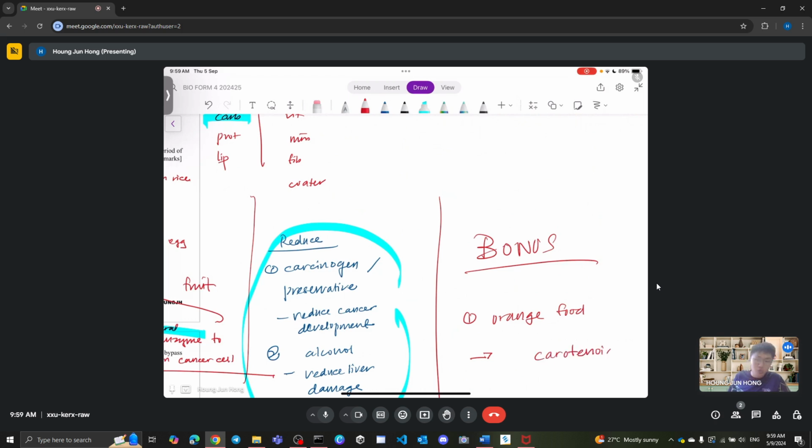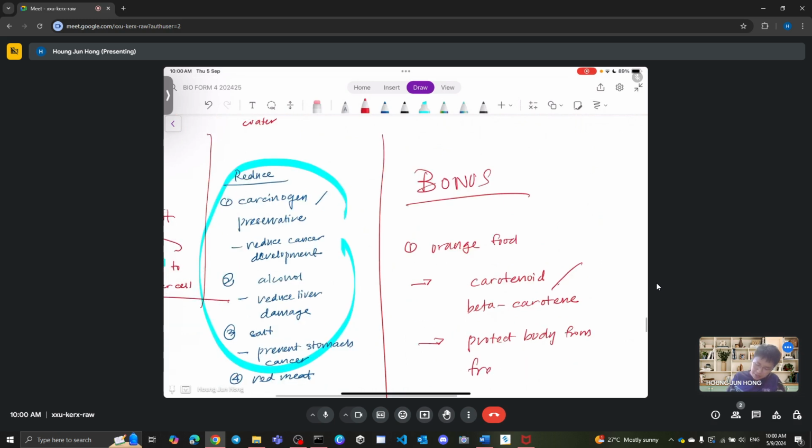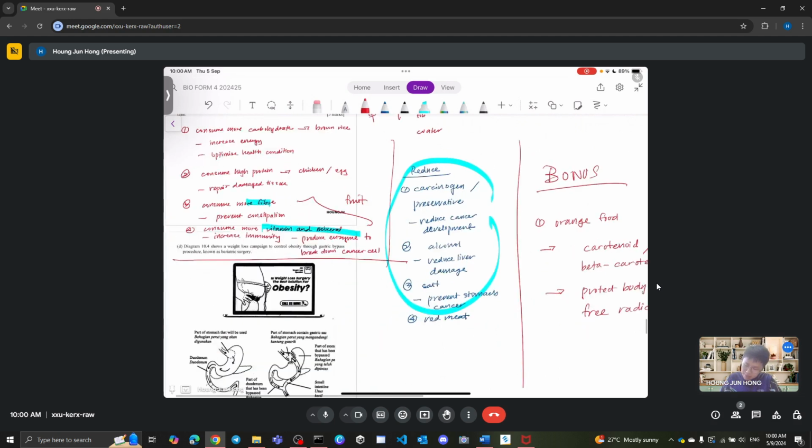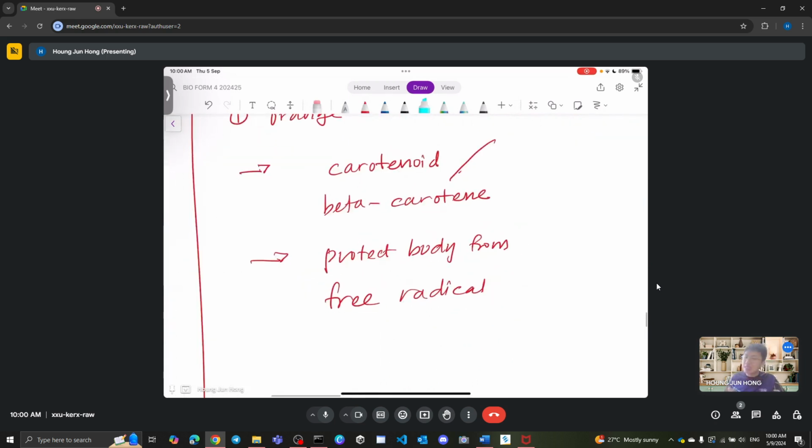Okay, like I said, you would not know this. I don't expect you to know this, but it's okay. Yes, they can contain carotenoid, or beta carotene. This is what makes something orange. So if you have this stuff, it actually can protect your body from free radical. Essentially it's the same concept as vitamin. It's the same thing. You can produce enzyme to digest so-called radical over here.